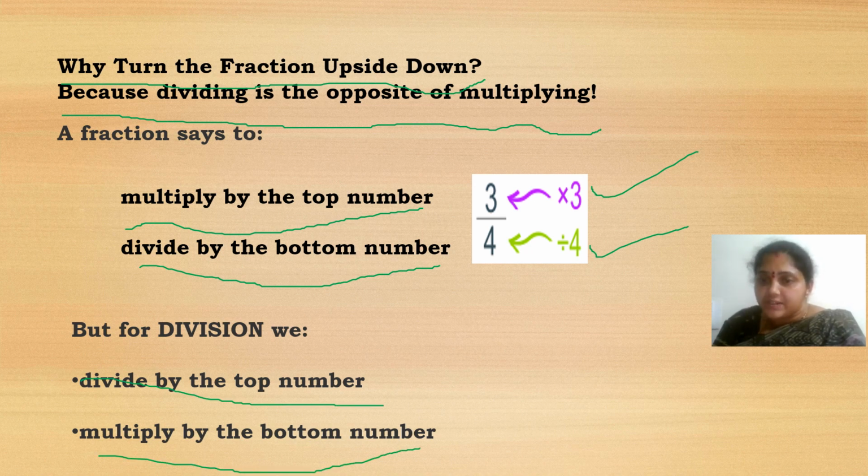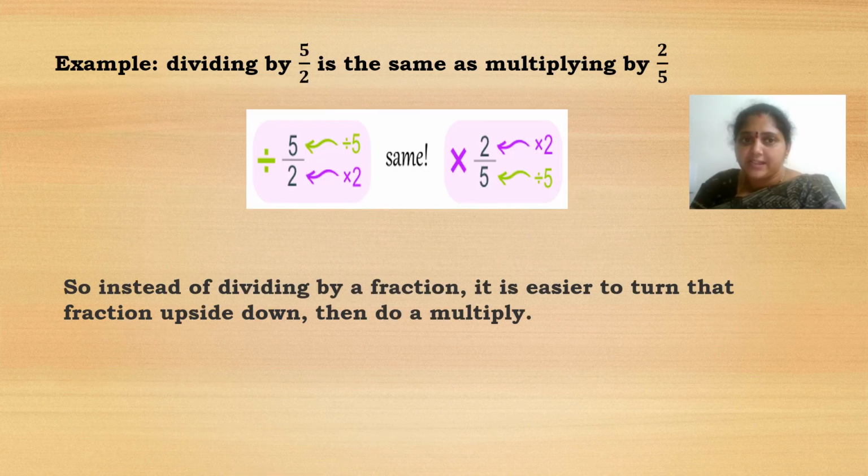In division, it is reverse. First, we have to divide the top number, then we have to multiply by the bottom number. That's why we have to interchange the numbers in the fraction. If you observe here, for example, dividing by 5 by 2 is the same as multiplying by 2 by 5. How? Dividing by 5 by 2 means 5 divided by 5, right? 5 divided by 5 and 2 multiplied by 2.